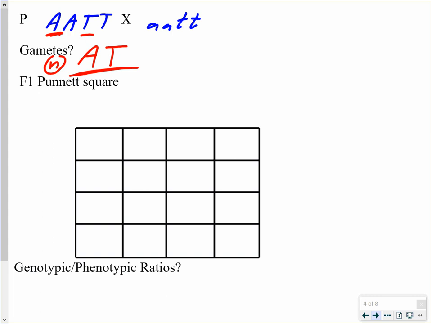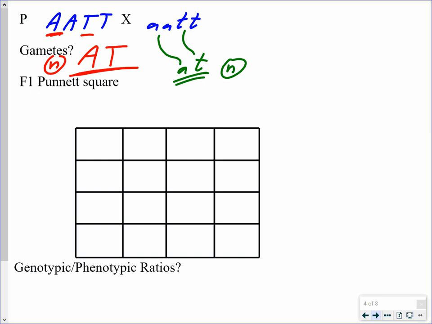From parent number two, similarly, we can only have one possibility for the A, and that's a lowercase a, one possibility for the T, that's a lowercase t. This is the only possible gamete genotype that we would have coming from parent number two.